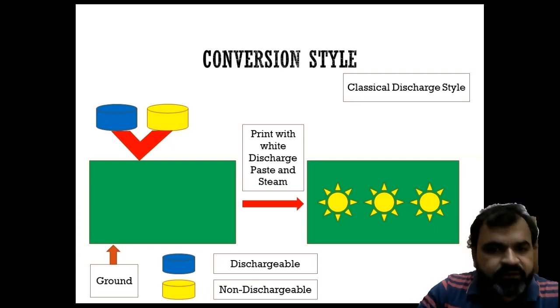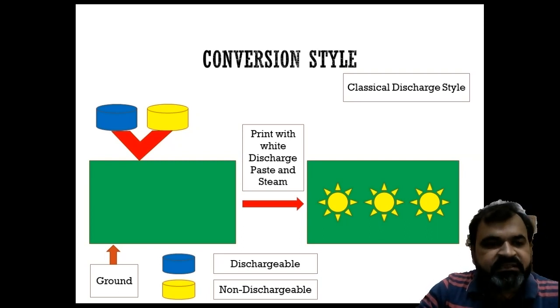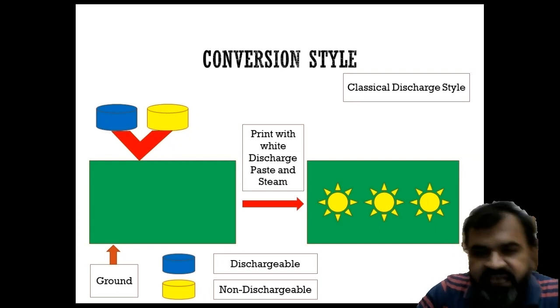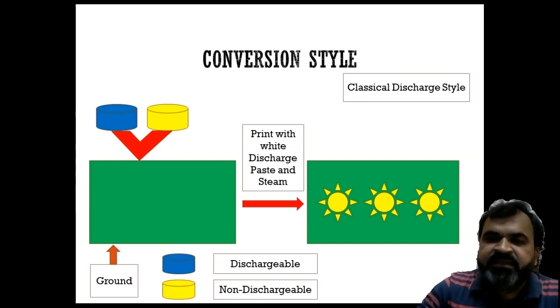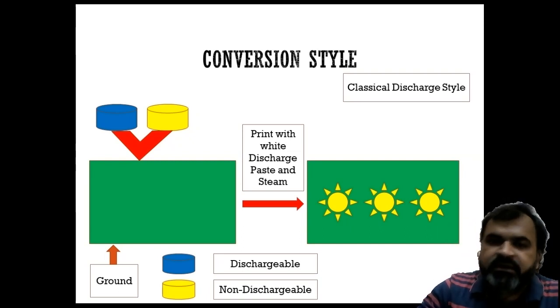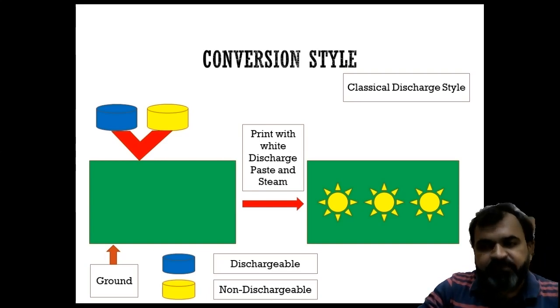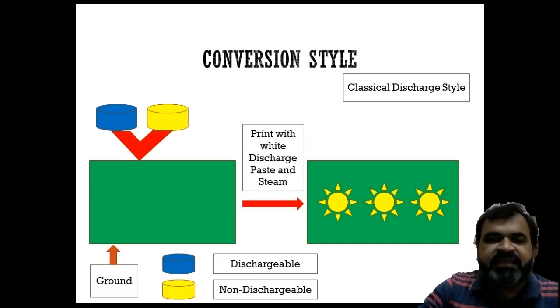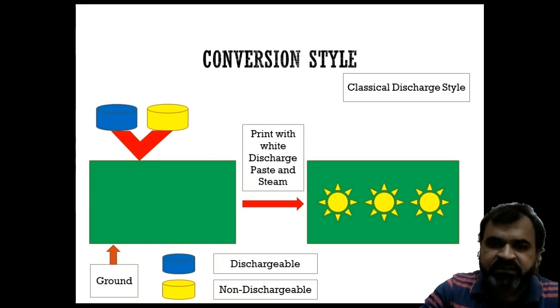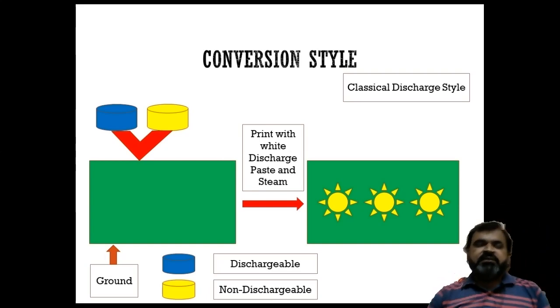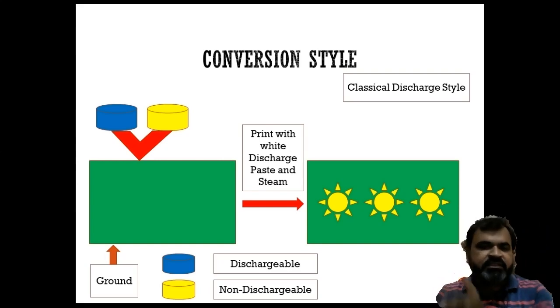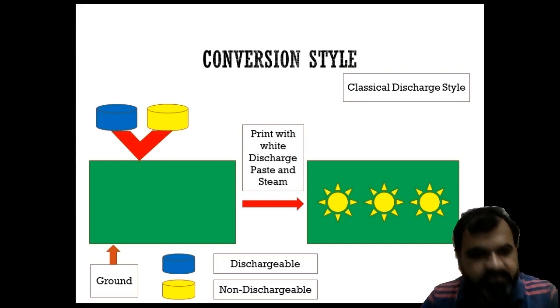Now you are printing on your ground and you go for the steaming. What will happen at the steam? The paste containing the reducing agent will discharge the dischargeable dye. That means from the green, the blue color will be discharged. And when the blue color is discharged, you will ultimately get the yellow color at the portion where you had printed. That means here we are doing dyeing with a mixture of two dyes, one dischargeable and one non-dischargeable.